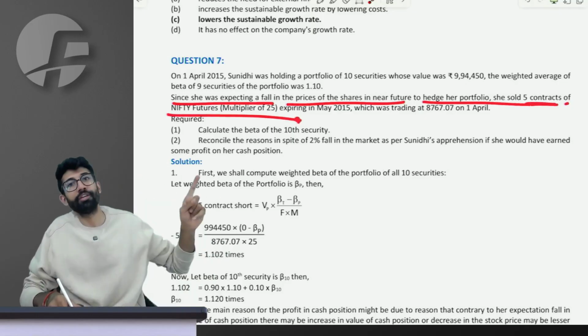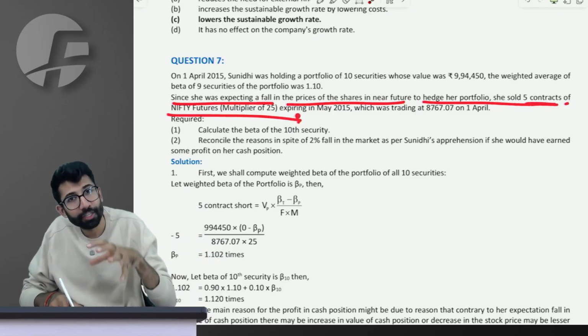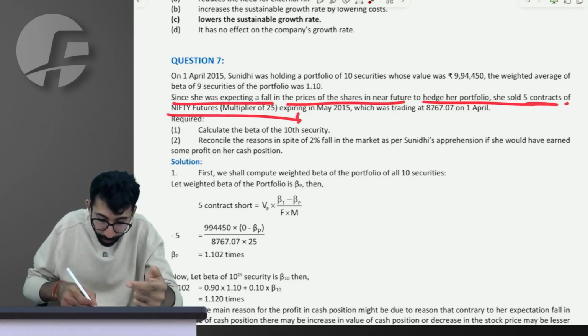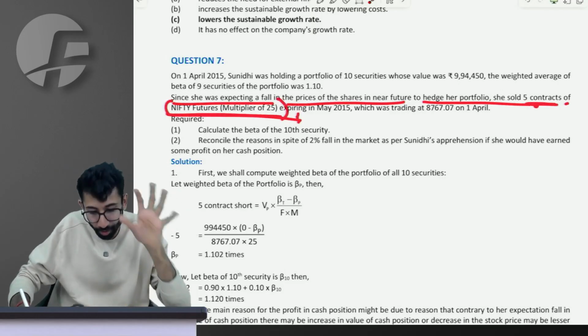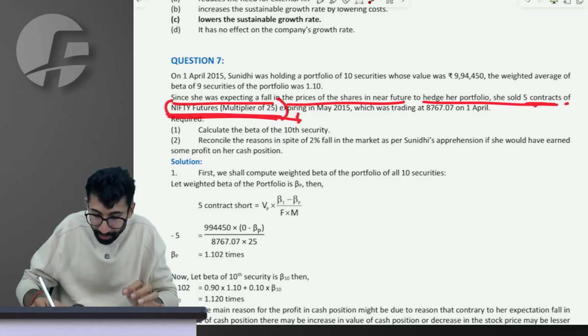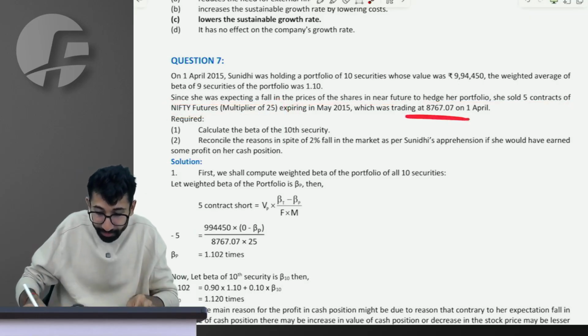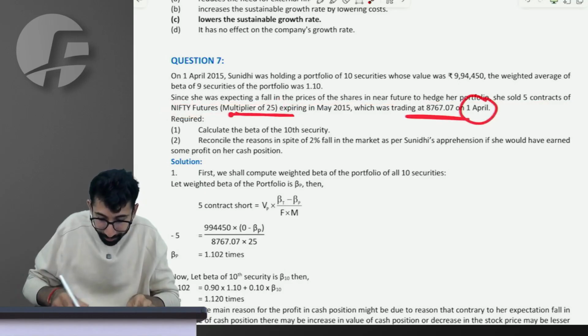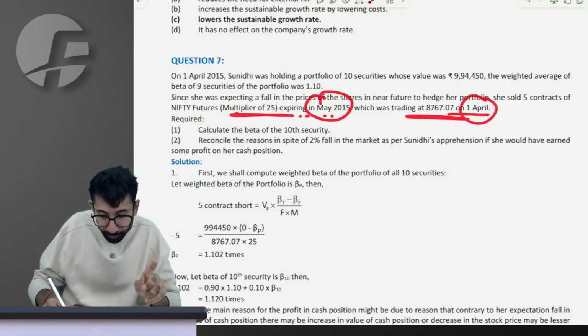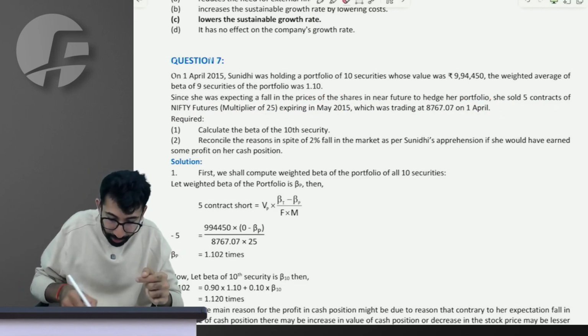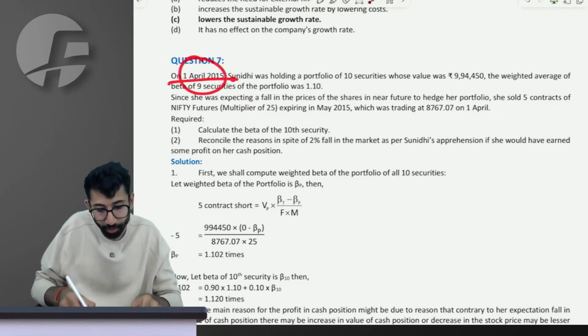Please go to derivative and figure out which topic of the derivative it is. It is hedging your portfolio using index futures. Fine. So she sold 5 contracts of index futures at a price of 8767 on 1st April, having a 25 multiplier. On 1st April you sold it, and somewhere in May the contract will expire. Today you stand on 1st April only.